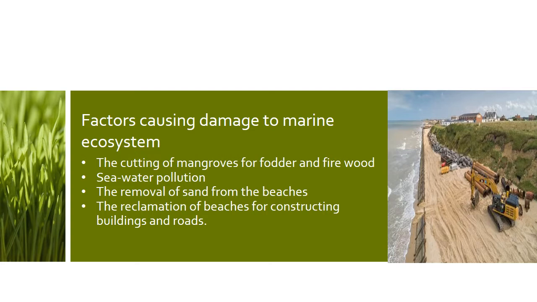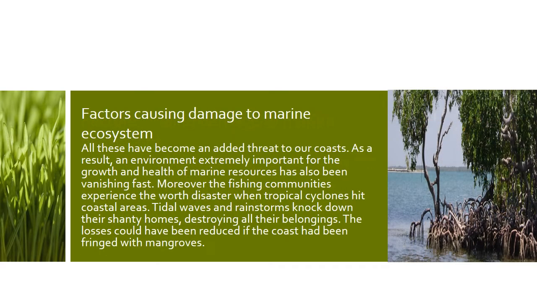And the next one is the reclamation of beaches for constructing buildings and roads. Likewise, we are also reclaiming land by cutting mangrove forests on the coastal areas, and we are constructing buildings and roads over there. In this way, we are damaging the coastal and marine ecosystem. These factors which are causing damage to the marine ecosystem become an added threat to our coast. As a result, an environment extremely important for the growth and health of marine resources has also been vanishing fast. So we are disturbing the marine ecosystem through environmental disturbances by cutting mangrove forests.